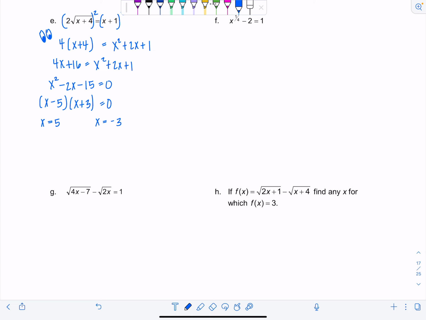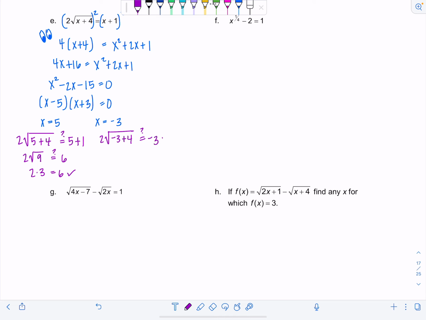Let's move this over here. Okay, so let's check. 2 times the square root of 5 plus 4, does that equal 5 plus 1? So 2 times rad 9, does that equal 6? Yeah, 2 times 3 is 6. Great. What about negative 3? So 2 times square root of negative 3 plus 4, does that equal negative 3 plus 1?